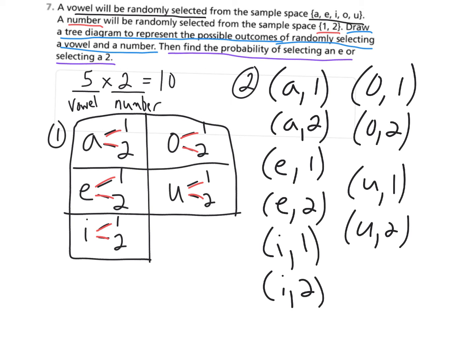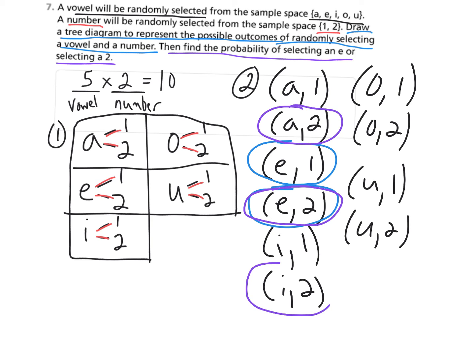Okay, so selecting an E is one thing. Or selecting a 2. There's a 2. This one's got a 2, but it's already circled. I mean, you can circle it again if you want, I guess, but 2, 2, and 2. Okay, so that should be it.